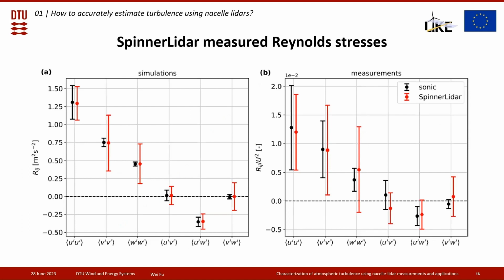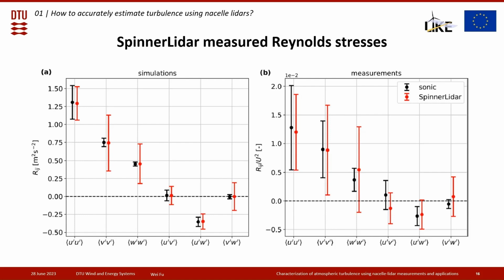We use the equations we introduced before, and the unfiltered variance, to compute the radial stresses from the spinner LiDAR measurements, both the virtual measurements from simulation and the real measurements from the campaign. Here, I'm showing you two bar plots. On the horizontal axis, I'm showing the six radial stress terms: first the UVW variances and then the three covariances. On the vertical axis, I'm showing the estimation of the radial stresses. The plot on the left is from simulations and on the right is from measurements.